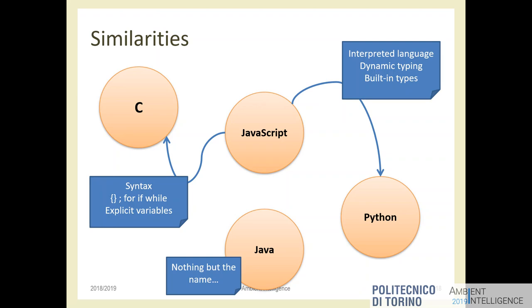Except for the similarity to the C syntax. You know, if they have nothing in common, why is this called JavaScript? It's a marketing reason. When Netscape developed JavaScript, they were a very small company that didn't have a lot of budget. But in the same years, Sun Microsystems, a big and very great company, was developing and promoting the Java language. So they were putting a lot of money into the promotion of the Java brand.